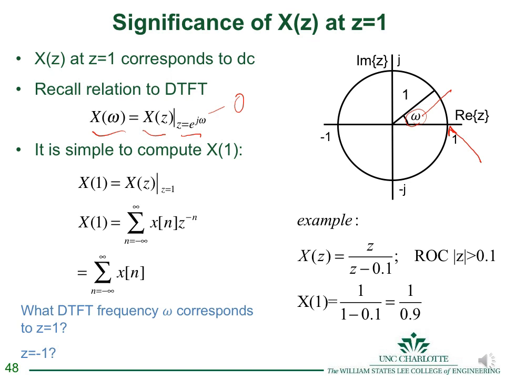Just substitute 1. By the way, the DC response of the system can also be found by substituting z equals 1 in the definition of the z transform. And so the DC response of the system is just the sum of the values of the x of n's. And so let's say, for example, if I have X of z is z over z minus 0.1, the DC response of that system, just substitute z equals 1, is 1 over 0.9.